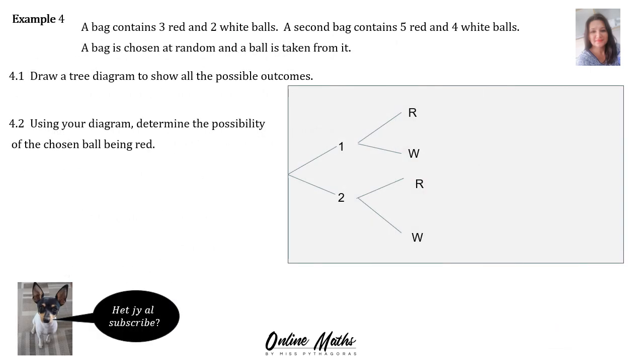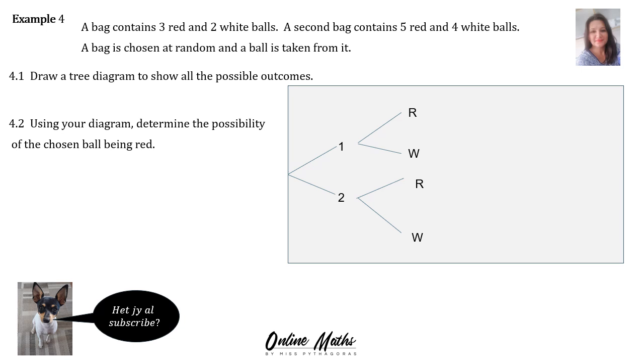Example 4. A bag contains 3 red and 2 white balls. A second bag contains 5 red and 4 white balls. A bag is chosen at random and a ball is taken from it. 4.1. Draw a tree diagram to show all the possible outcomes.